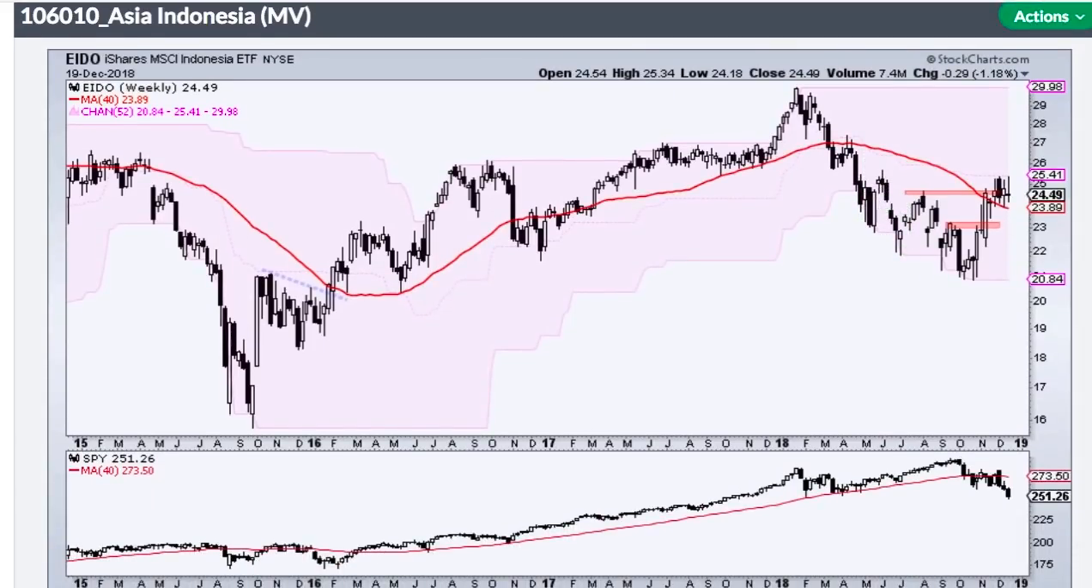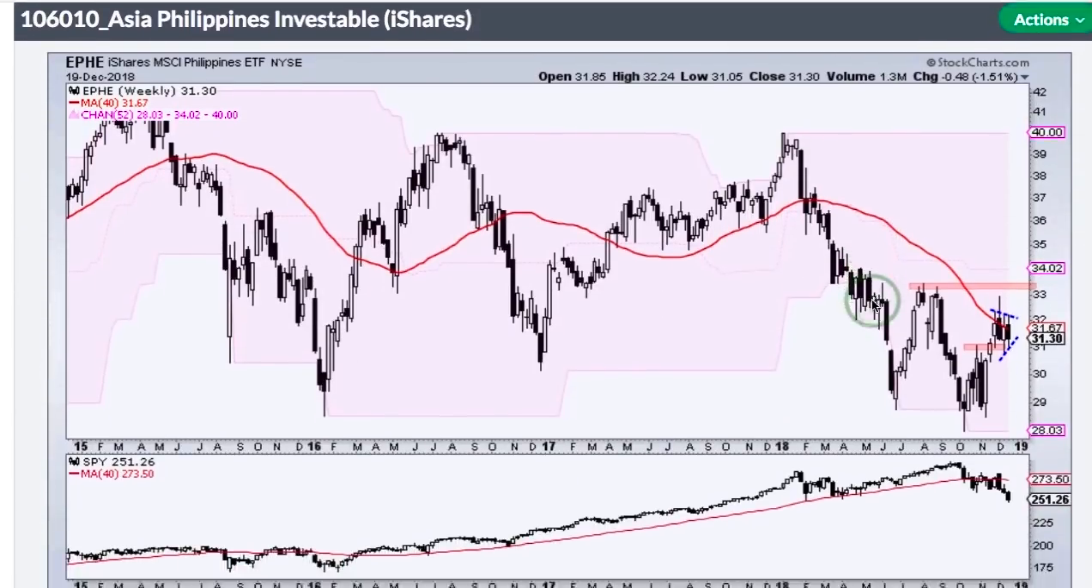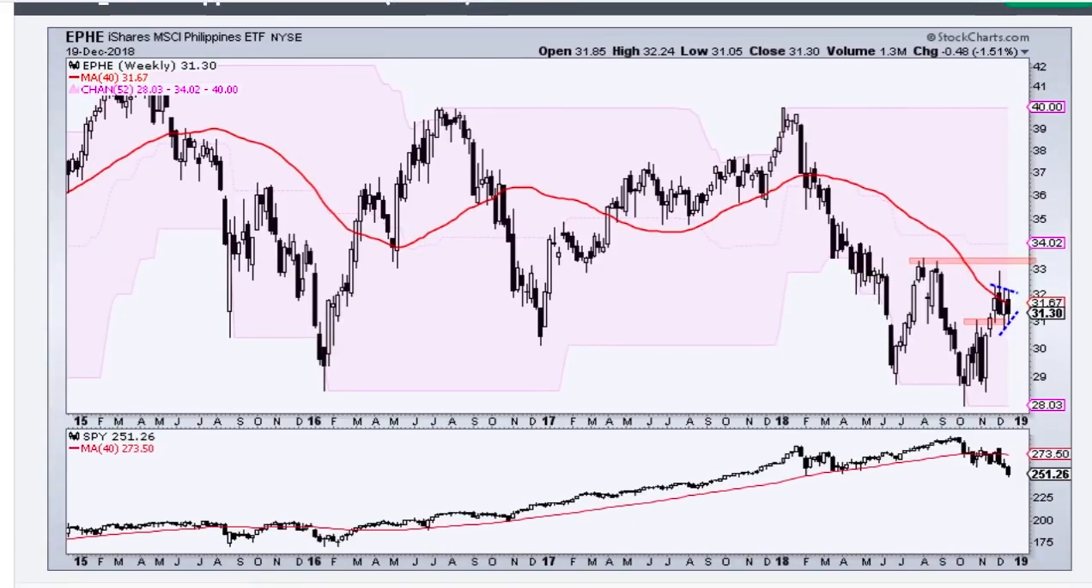Next, we have Indonesia, and the Indonesia ETF is holding up quite well. You can see it broke above the 40-week moving average there and is consolidating above that moving average. Even if it falls back to that 23-24 area, that might be an opportunity. So watch for what is holding up when the rest of the world is moving down, and this is one of them. We look at the Philippine iShares. You can see that it had a big surge and then a consolidation, a little bit of a triangle forming there. And so if it can get a break above that triangle line at 32.5, that would be bullish.